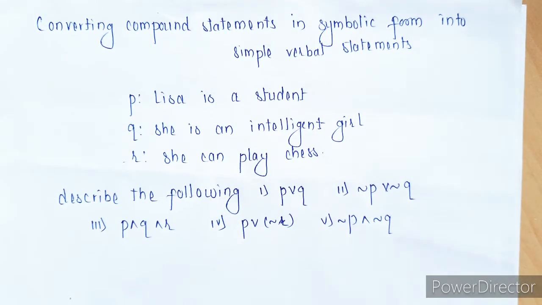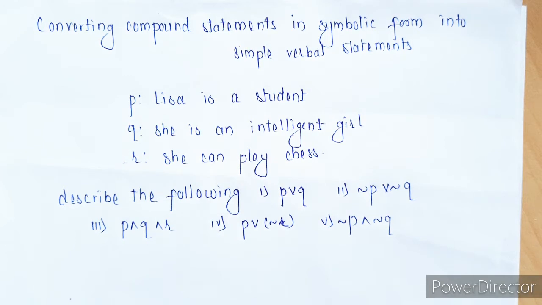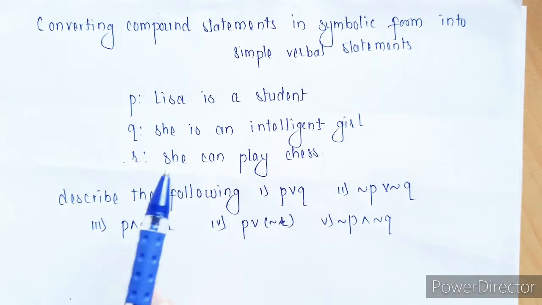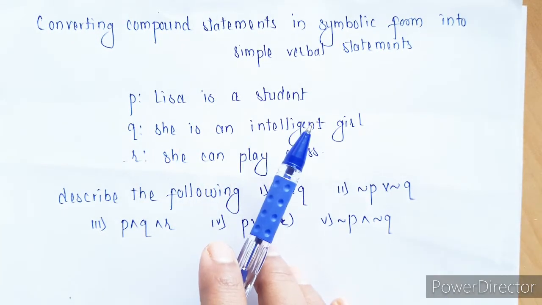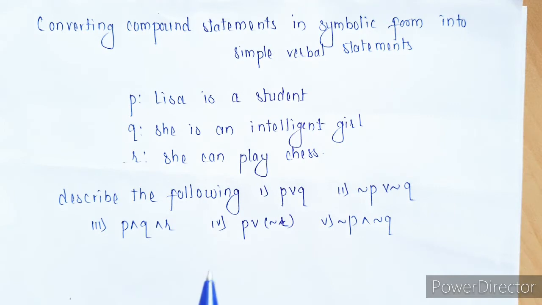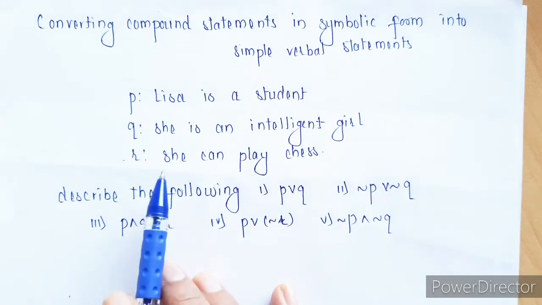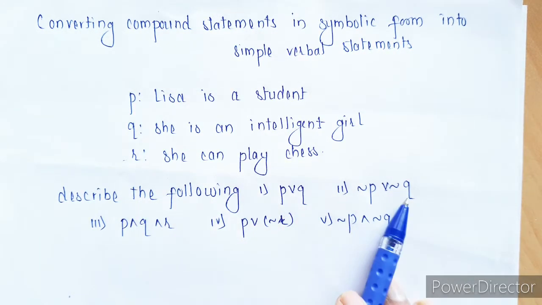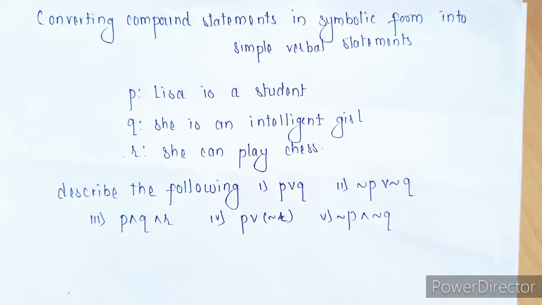Here statements P, Q and R are given, and we have to describe this statement in these given forms. Statement P is Lisa is a student, Q is she is an intelligent girl, and R is she can play chess. So we have to use these three statements and write them in these forms. Okay, let me start with the first one.